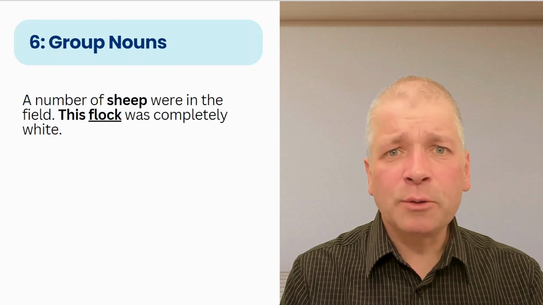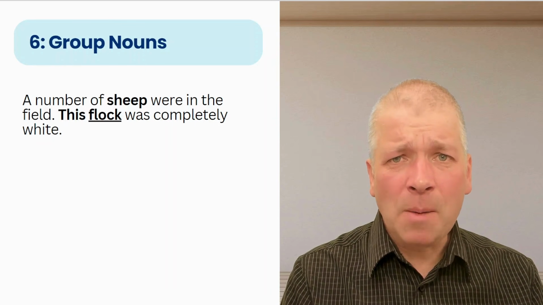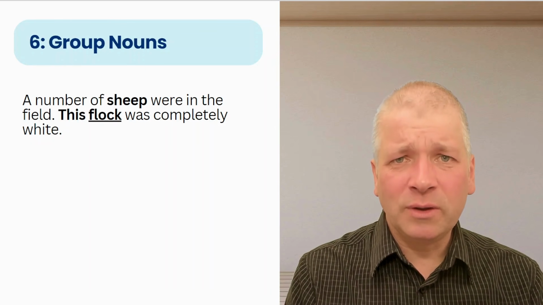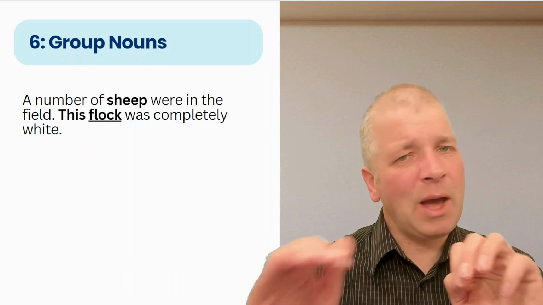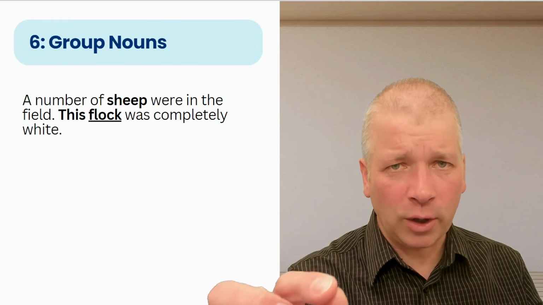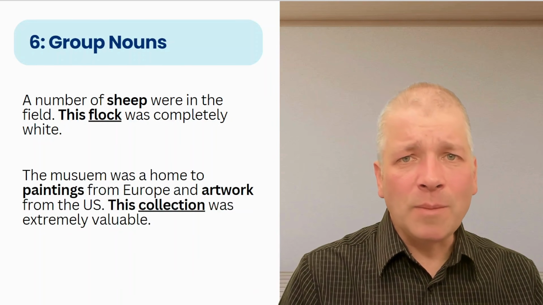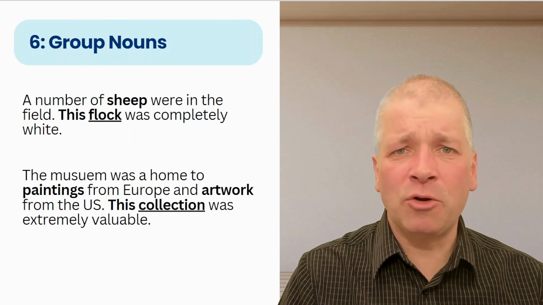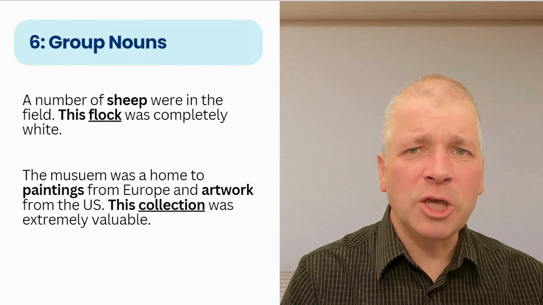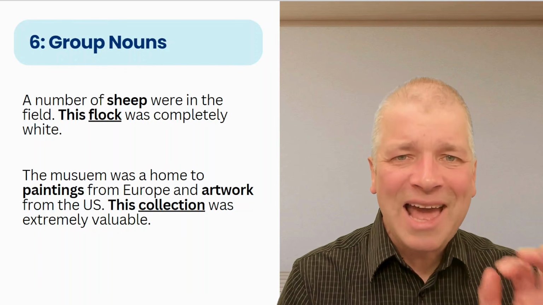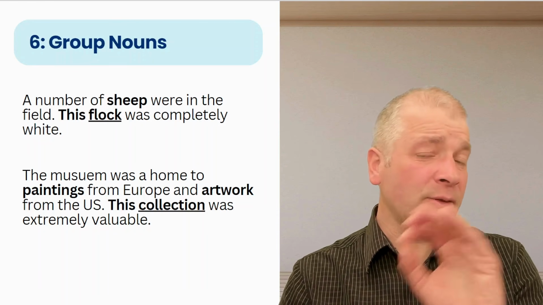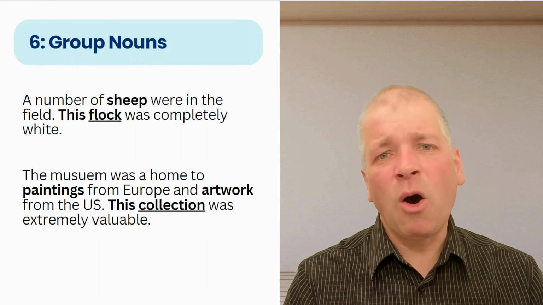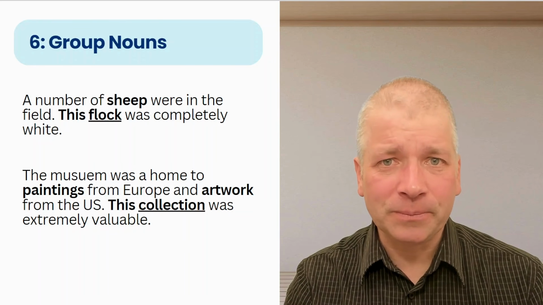A couple of small examples here. A number of sheep were in the field. This flock was completely white. So if you have many sheep together, it's called a flock. Or the museum was a home to paintings from Europe and artwork from the US. This collection was extremely valuable. So different pieces of art, when they're put together, are often called a collection.